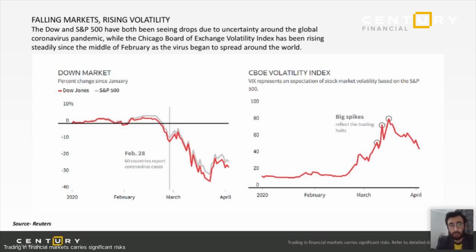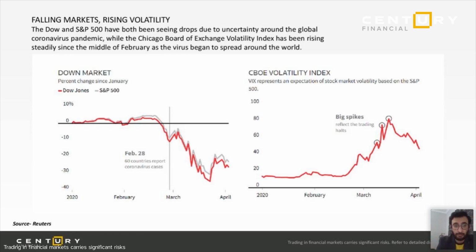The Chicago Board Options Exchange, one of the largest exchanges in the US, came up with something called a volatility index. And it's not from now, it's from a long period of time. People have been trading the volatility index. It's like a fear gauge, which measures the movement of the S&P 500, the US stock market index, the rate at which it moves, high and low.